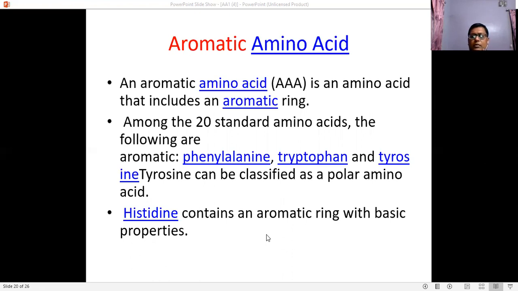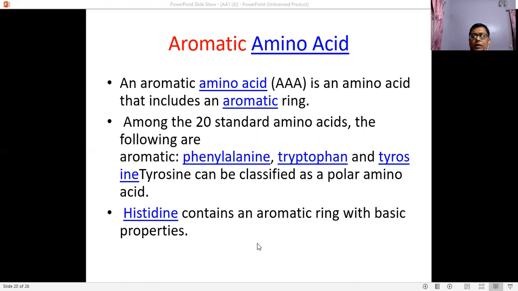Last but not the least, aromatic amino acids. An aromatic amino acid is an amino acid that includes an aromatic ring. Among the 20 standard amino acids, the following are aromatic: phenylalanine, tryptophan, and tyrosine. Now, tyrosine has an OH group. It makes it a polar amino acid because this OH can form a hydrogen bond with a water molecule or any other polar molecule. So it is a polar amino acid which has an aromatic ring structure.